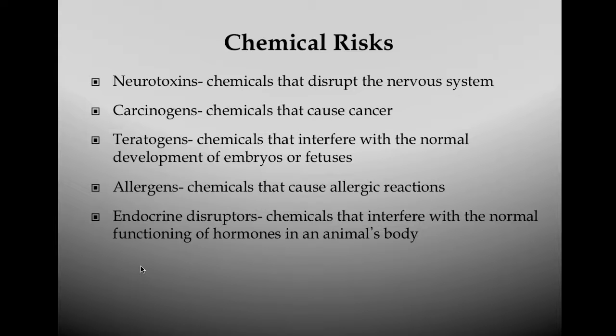All right, the next unit of human risk is chemical risks, and they're categorized in, of course, a variety of subcategories like neurotoxins and carcinogens, teratogens, allergens, and endocrine disruptors. I'll provide you with some more specific details in the following slides. One other thing to recall in terms of vocabulary is that when we're looking at chemical risks, one field of study is called toxicology, and that is basically the study of chemical risks.